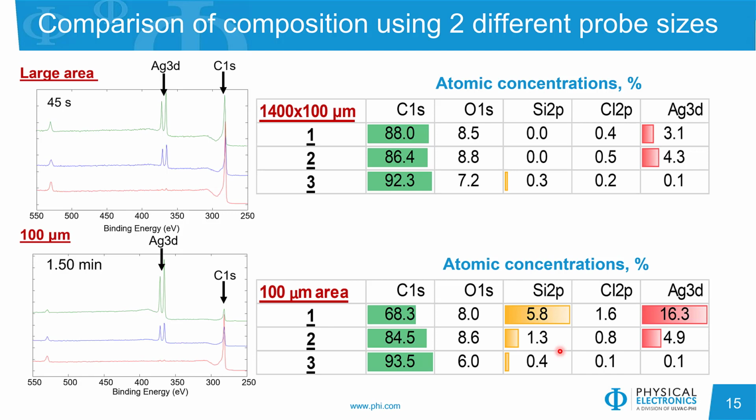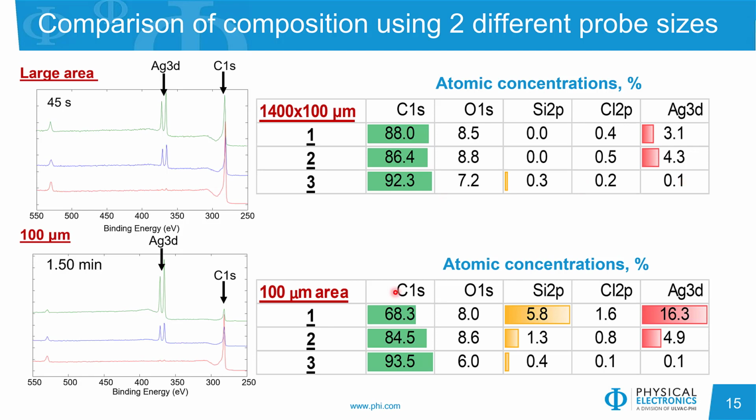So here's the output. Here we have a subset of 3 spectra with extreme largest and smallest silver concentration from large area and from small area. Immediately you can see even from the survey spectra that the range of concentration of carbon is quite different for smaller probe size. The atomic concentration table shows that we have between 86 and 92% of carbon, and area 1 and area 2 are quite similar, approximately 4% of silver, and area 3 has really small amount of silver.